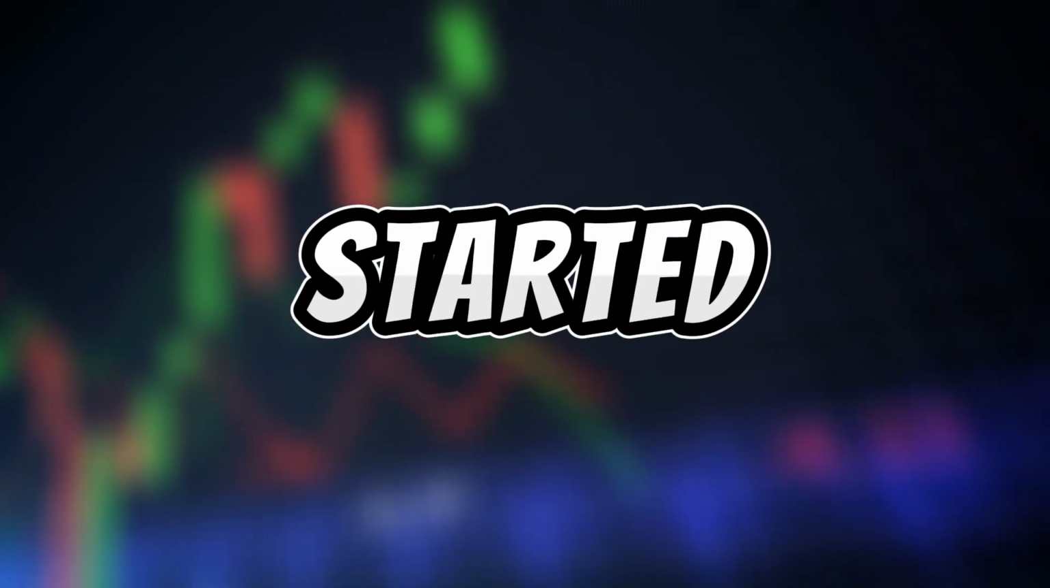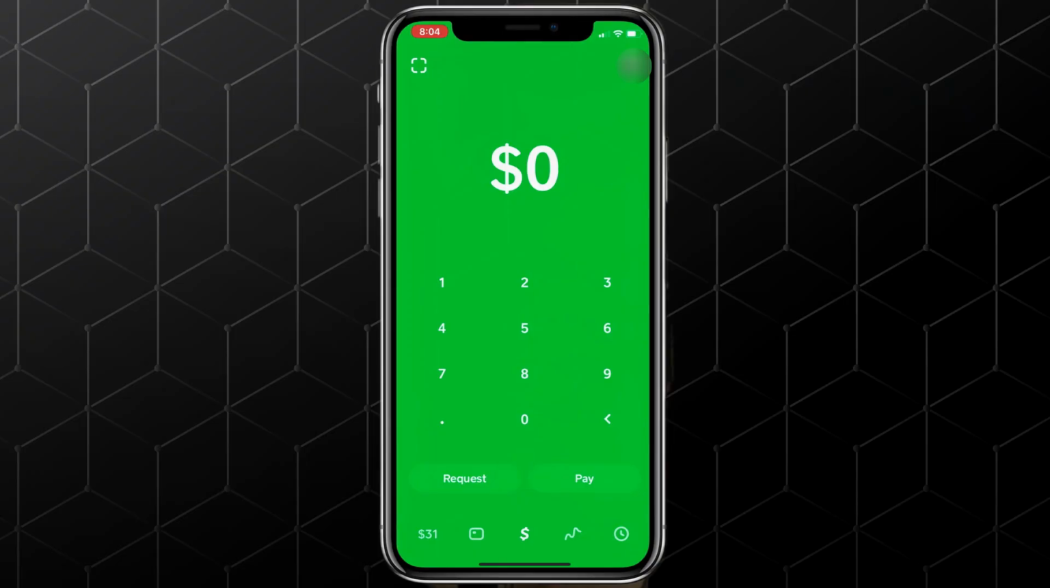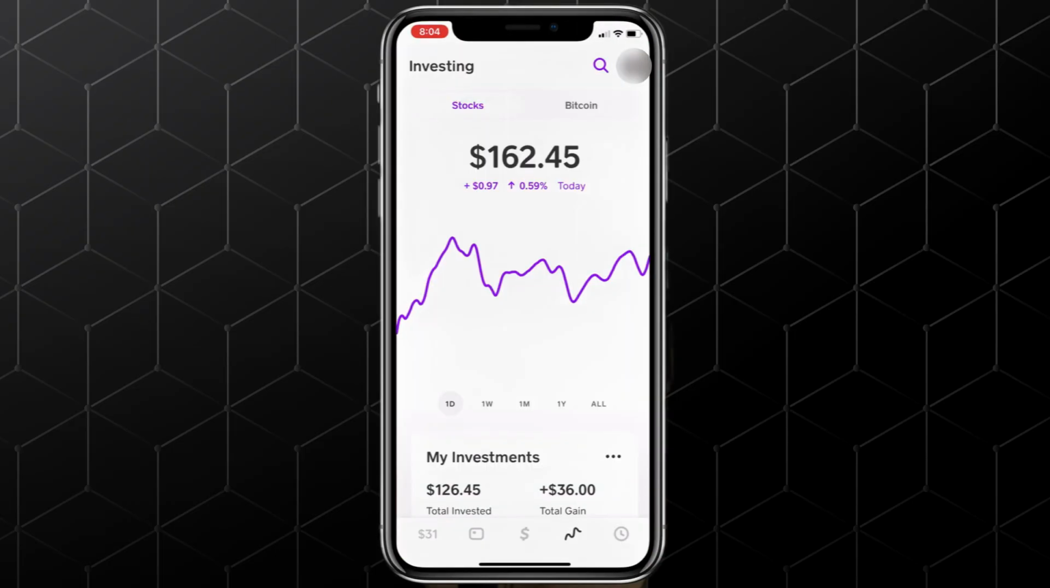Let's get started. Open your Cash App and tap the squiggly line icon on the right side of the home screen to enter the investing section. This is where you'll manage all your stock investments.